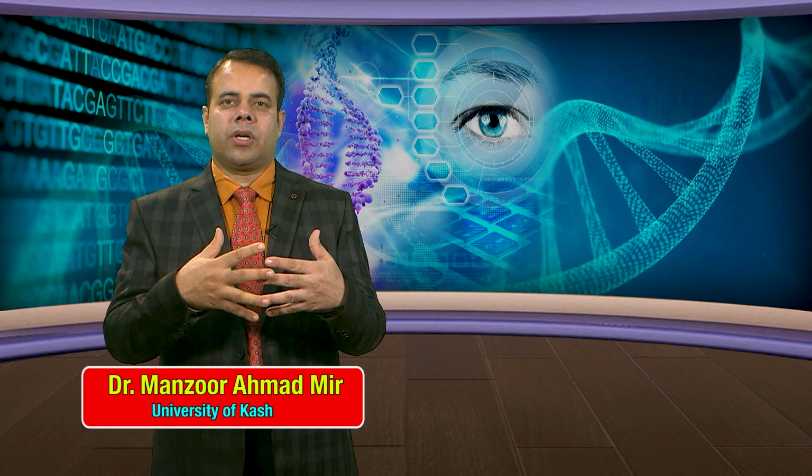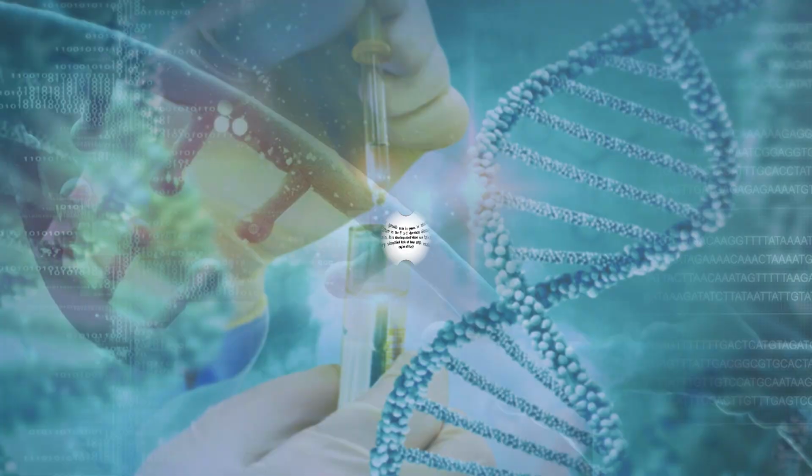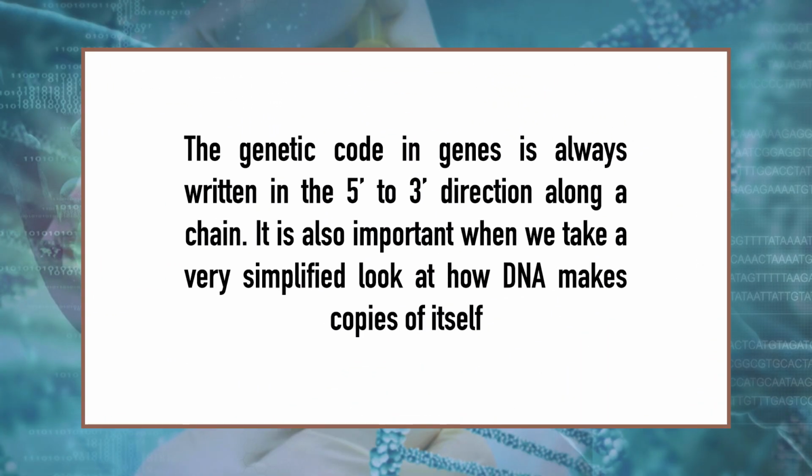This 5' to 3' notation becomes very important when we start talking about the genetic code and genes. The genetic code in genes is always written in the 5' to 3' direction along a chain. It is also important when we take a very simplified look at how DNA makes copies of itself.